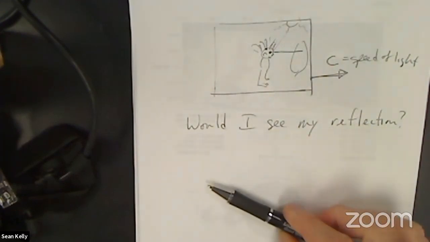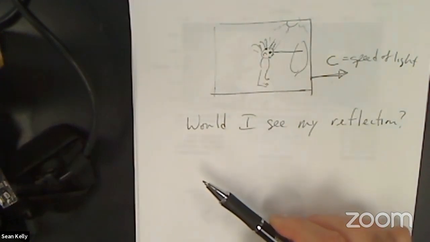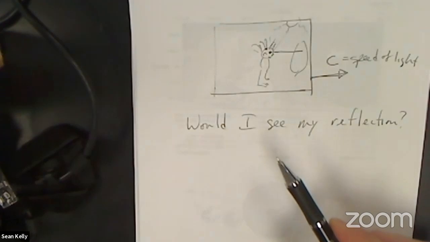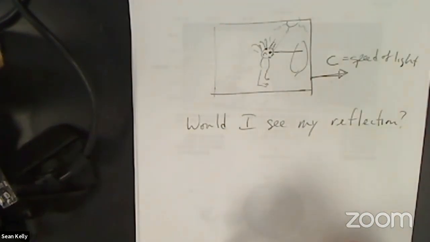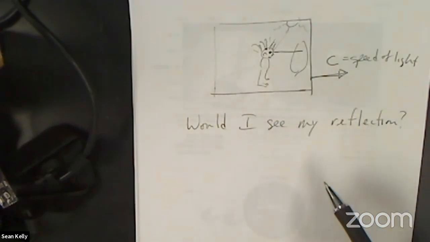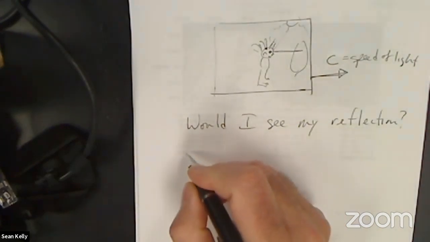So I want you to stop. I'm going to pause the video for a moment. I want to ask this question. I want you to decide one way or the other, because Einstein had to decide one way or the other, and he picked something that we were going to go ahead and agree with. But I wonder what you would pick. Would I see my reflection in this room that's moving at the speed of light? Okay, so what did you pick?